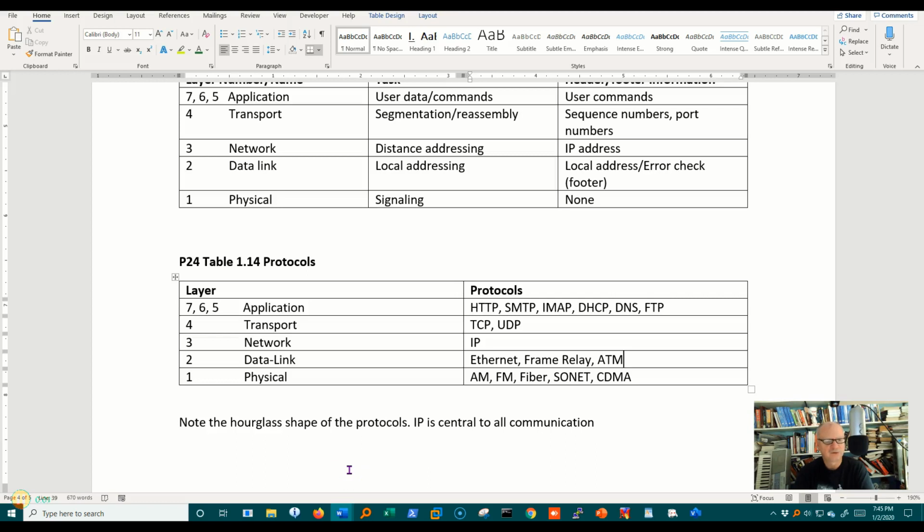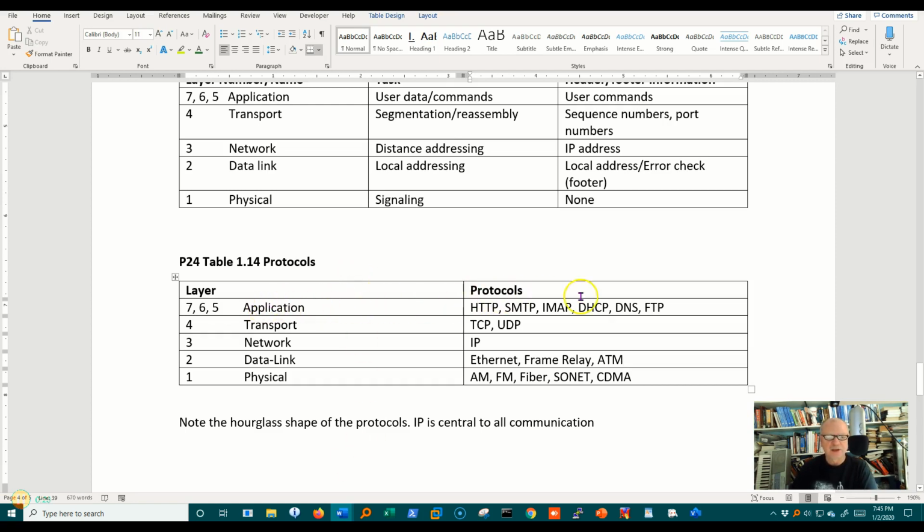In this next section, I want to talk about Table 1.14. This has to do with the protocols that exist at various layers. Now, these are just a few examples. There are hundreds of protocols in the TCP/IP protocol suite. However, these are a few of the most important and most prominent ones that you're likely to see.